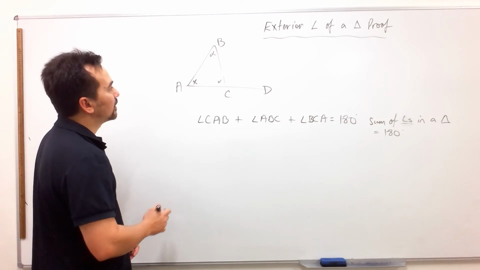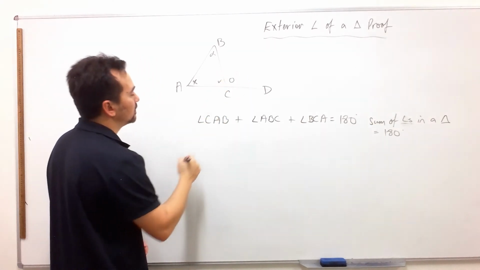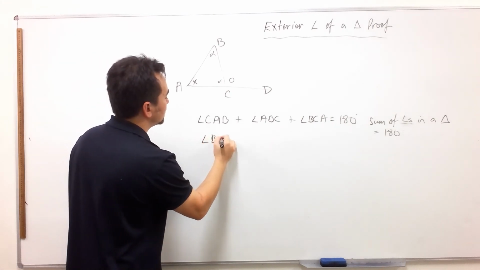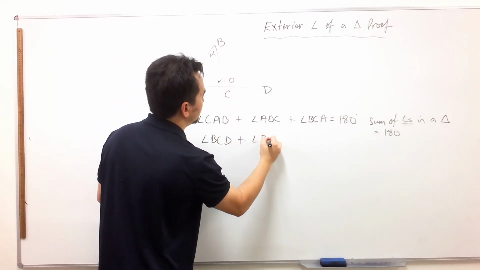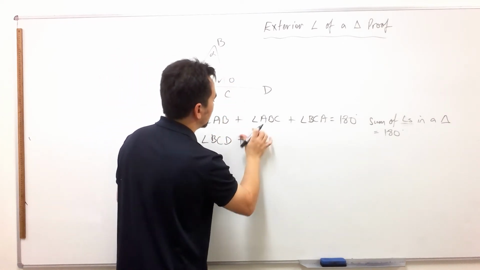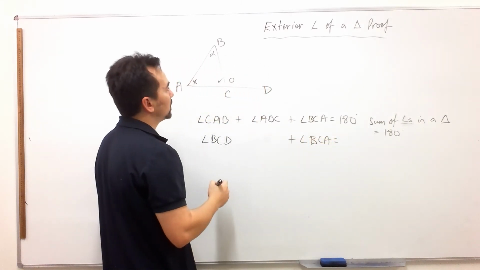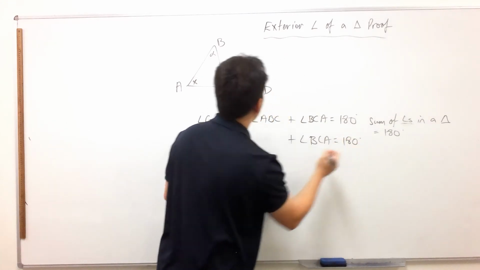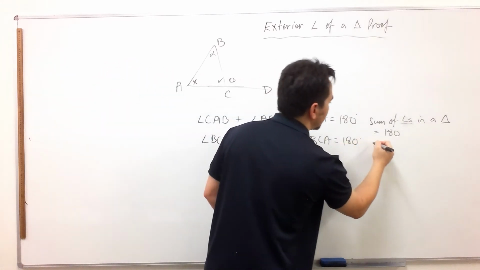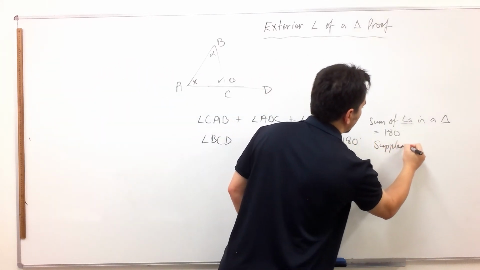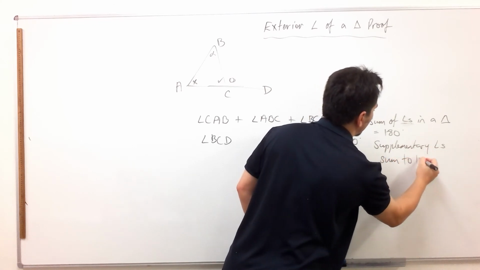Then we could say that this angle here, that angle there, angle BCD, plus this angle here, angle BCA, this is also equal to 180 degrees. Remember that these two angles live on a straight line. And the reason for that is supplementary angles sum to 180 degrees.